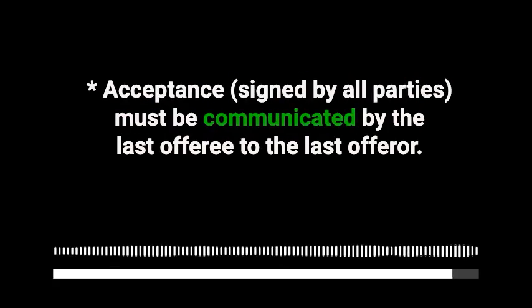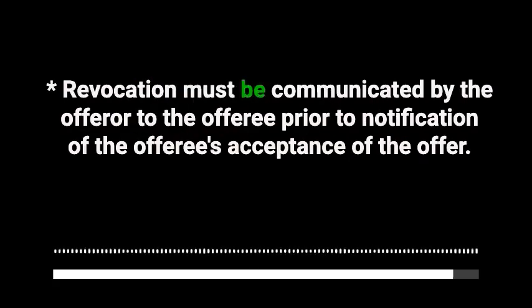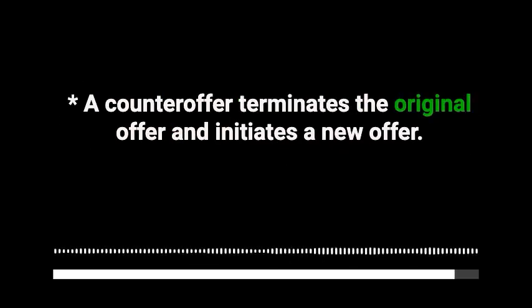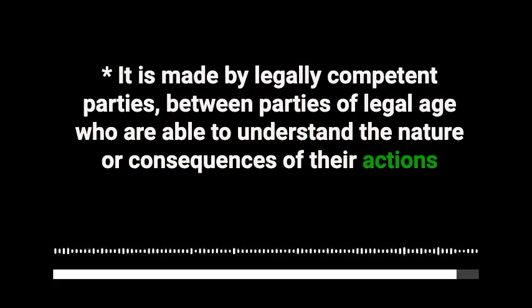Acceptance must be communicated by the last offeree to the last offerer. Revocation must be communicated by the offerer to the offeree prior to notification of the offeree's acceptance of the offer. A counteroffer terminates the original offer and initiates a new offer. It is made by legally competent parties, between parties of legal age who are able to understand the nature or consequences of their actions. A contract with a minor is voidable.